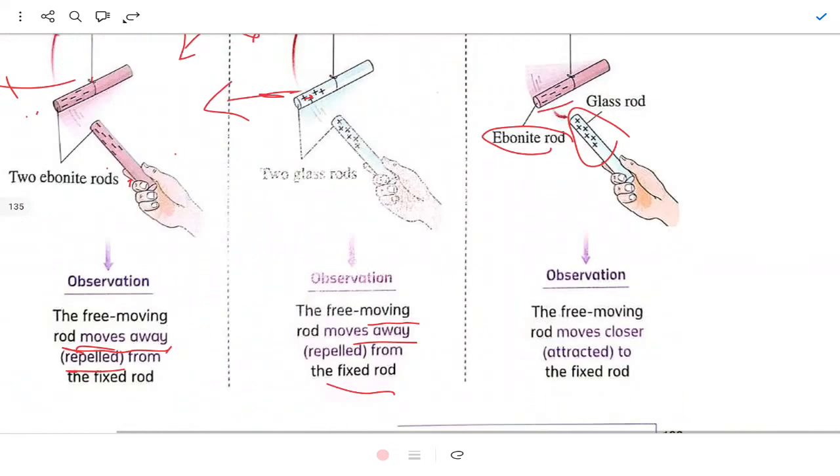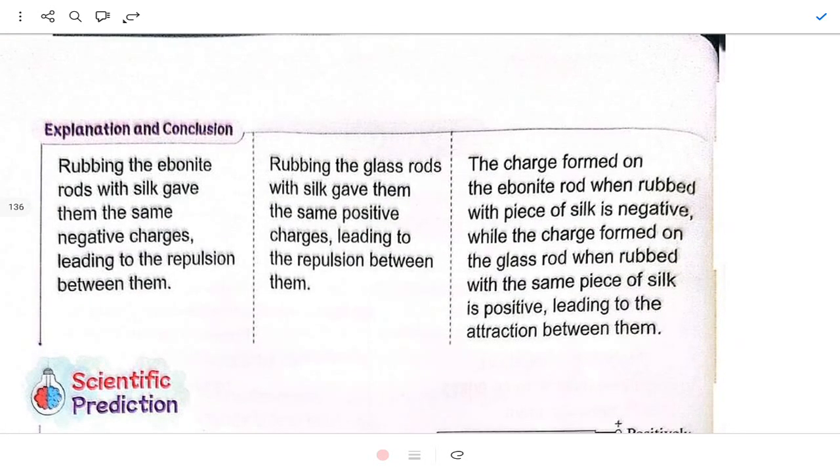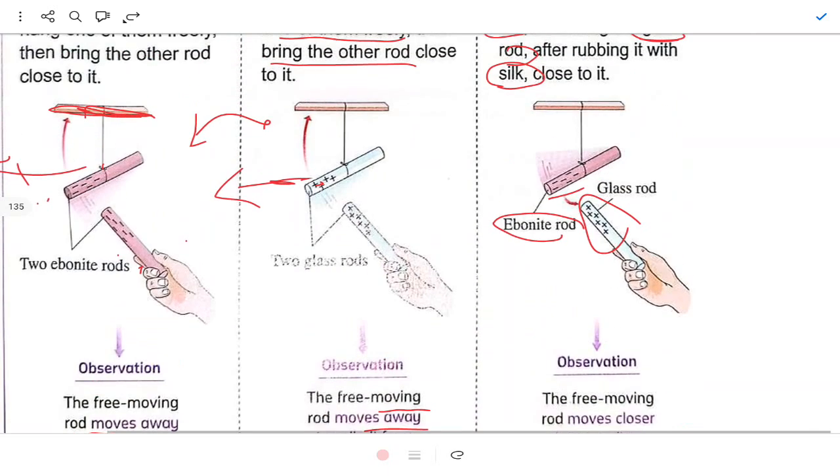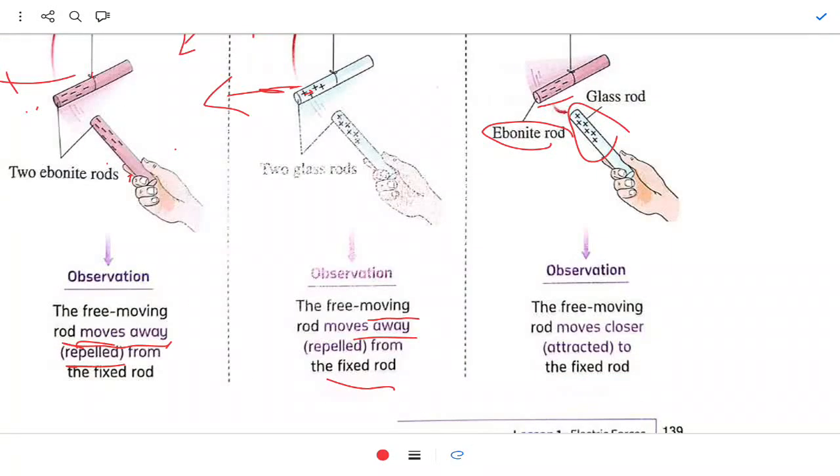So let's come back to our case. The observation is that the free moving rod moves closer to the other rod, attracted to it. There is an attraction between them. Why? Because they don't have the same charge. One of them is negative and the other one is positive.